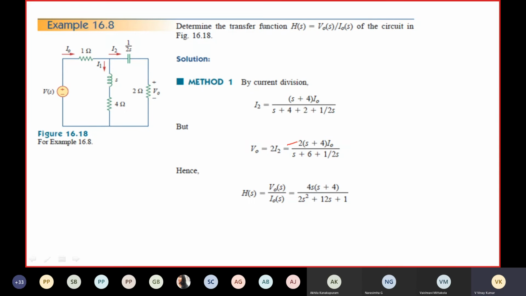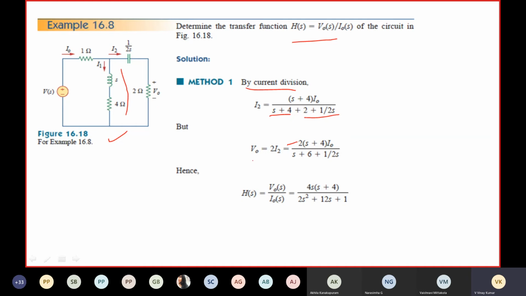Finding the transfer function H of s equal to V naught of s by I naught of s of the circuit. The circuit is already given in the S domain. By the current division rule, I2 is equal to the opposite impedance, s plus 4, by the total impedance, s plus 4 plus 2 plus 1 by 2s, into I naught, the total current.